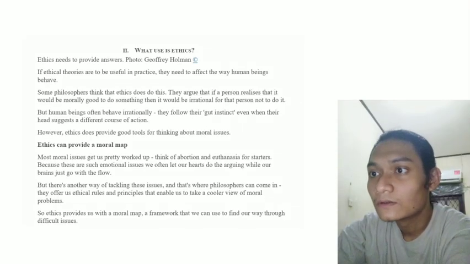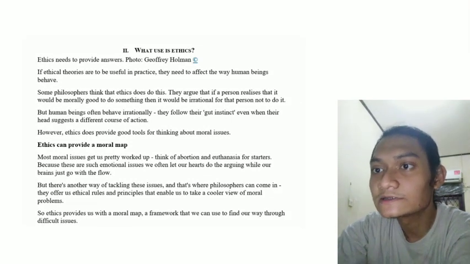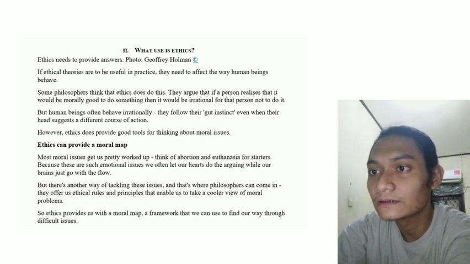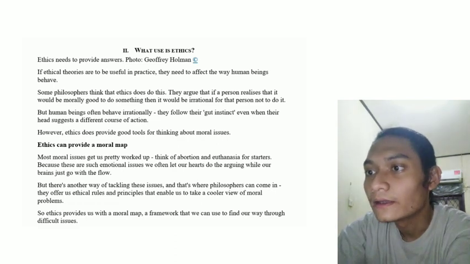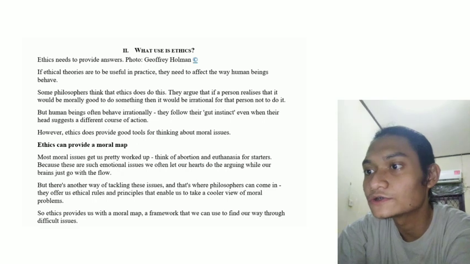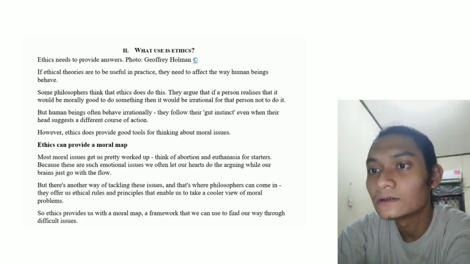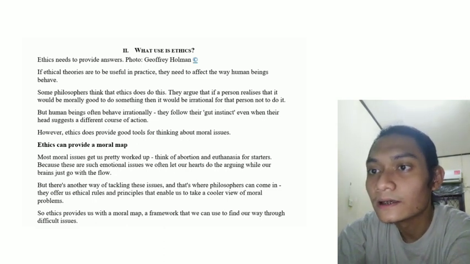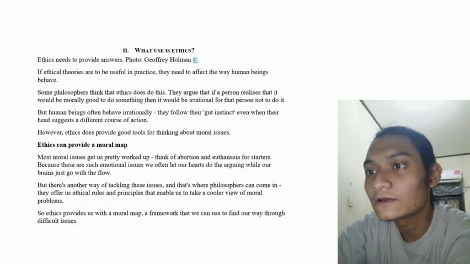Number 2. What use is ethics? Ethics needs to provide answers. If ethical theories are to be useful in practice, they need to affect the way human beings behave. Some philosophers think that ethics does this. They argue that if a person realizes that it would be morally good to do something, then it would be irrational for the person not to do it. But human beings often behave irrationally. They follow their gut instinct, even when their head suggests a different course of action.